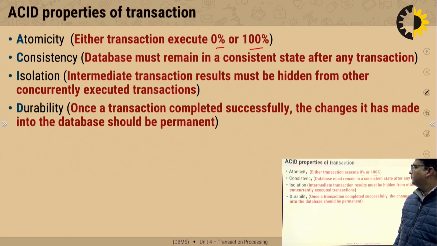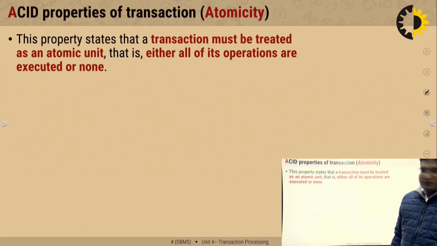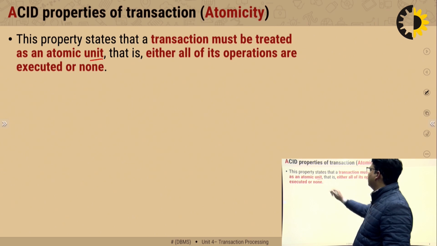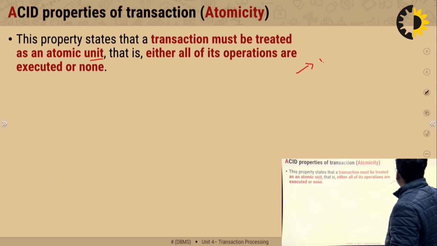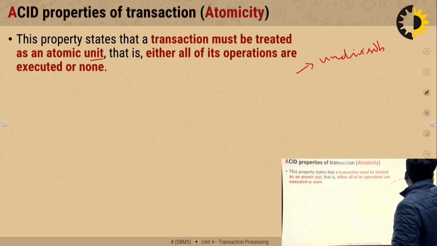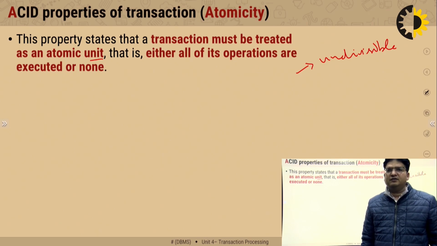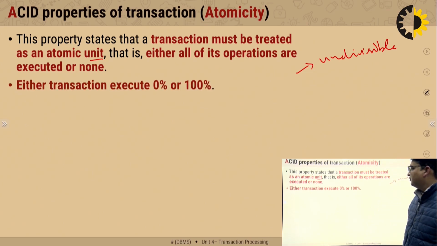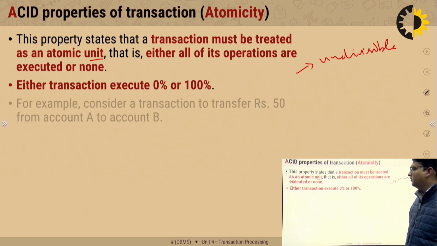Now let us discuss the property of atomicity first. This states that a transaction must be treated as a single atomic unit. That is, atomic unit here represents that it is indivisible. It should not be broken into components where some components are working and some are not. No, it should be atomic. That is, all the operations should be working, otherwise it will be a failure. So either the transaction executes 0% or 100%.